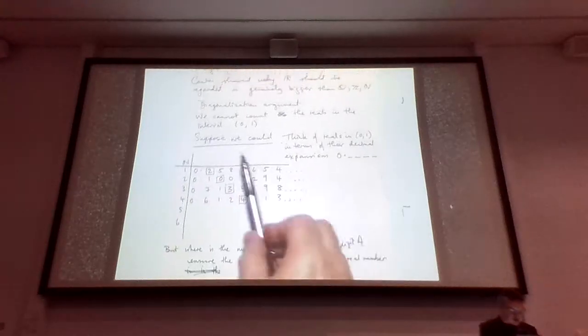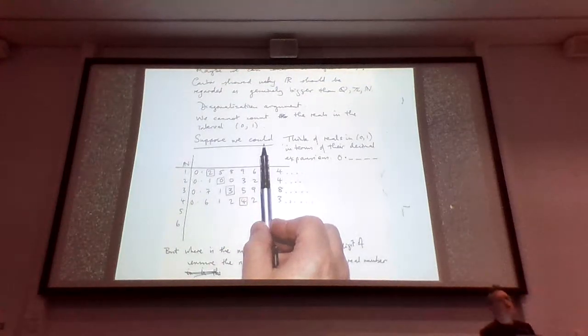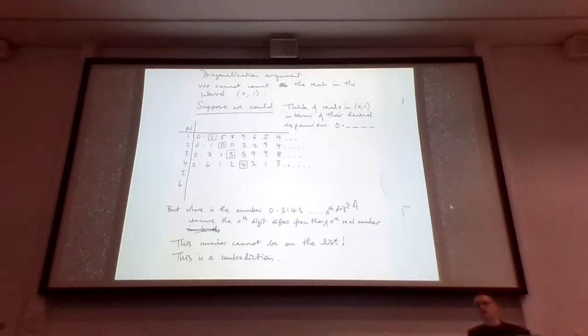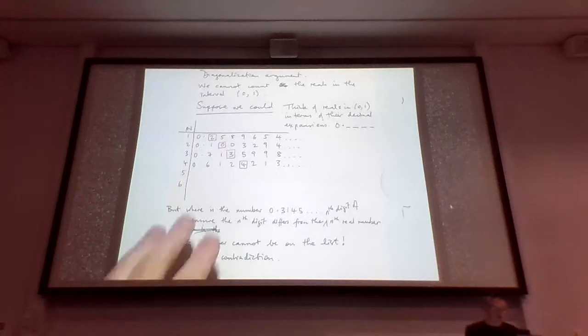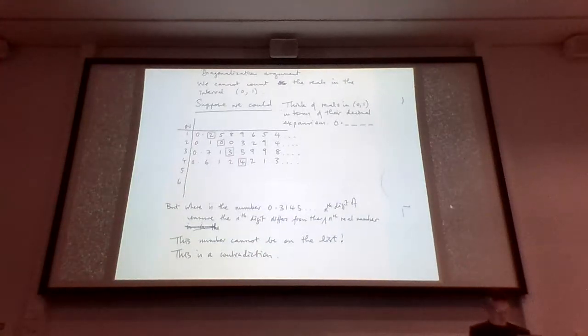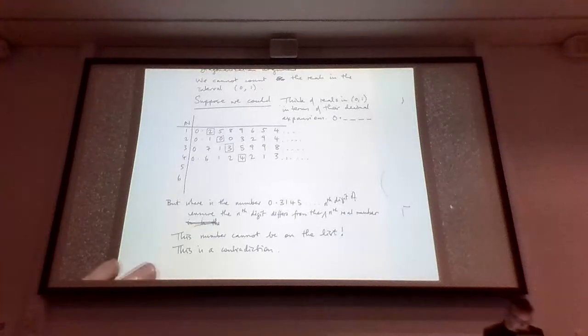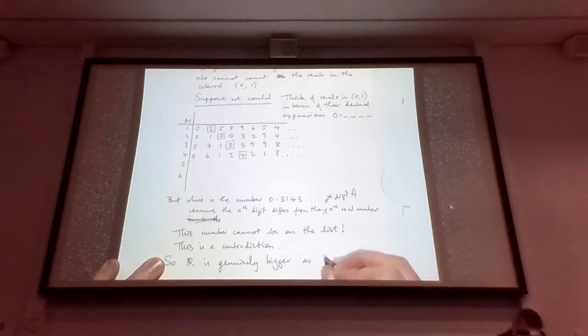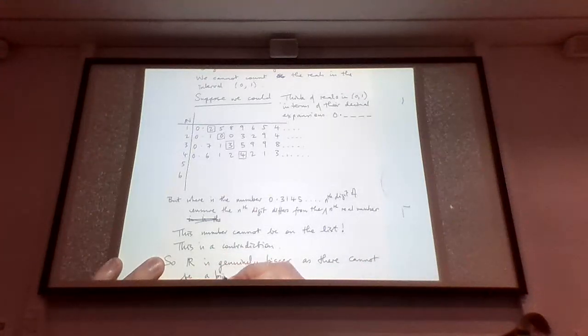What we found is a contradiction of this assumption that we made. We assumed that we could count. And that leads to a contradiction. So the conclusion of the argument is that it is impossible to count the real numbers. Because if you could do it, everything would be true and false. And there'd be chaos everywhere. So R is genuinely bigger, as there cannot be a bijection, counting method, from the natural numbers to the real numbers.